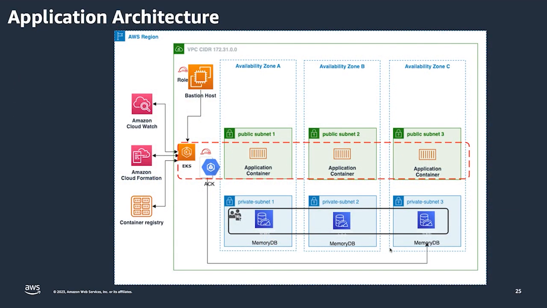Now, the way the architecture looks is that we have MemoryDB, which is deployed as a multi-AZ auto failover setup across multiple availability zones. We have our retail application deployed in containers using a fully managed Amazon service called EKS. And then we have ACK, which is AWS Controllers for Kubernetes, which was built specially for MemoryDB so that you can actually control MemoryDB from within the Kubernetes environment.